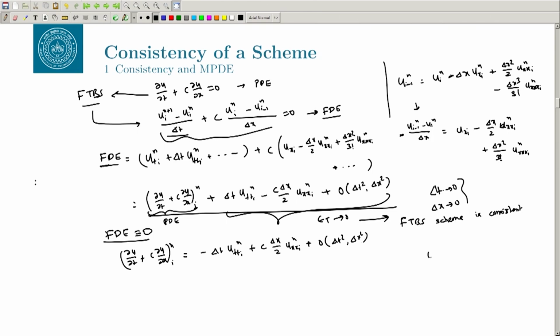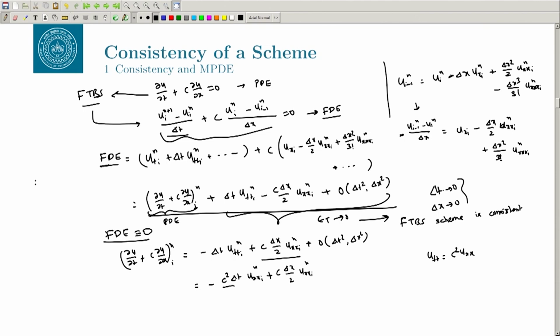Use the same relation that we had, u_tt equal to c square u_xx, right. So, this shall become minus c square delta t u_xx and plus c delta x by 2 u_xx at i n. Okay, I have to be a little bit careful here so that I do not make any mistake.